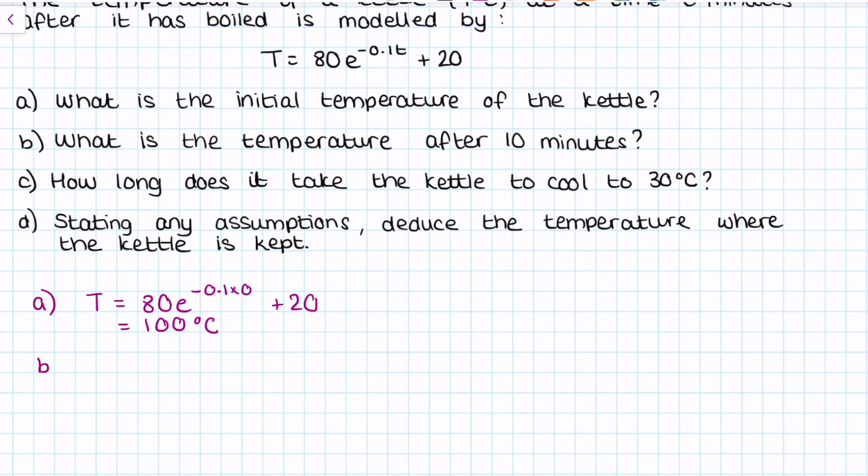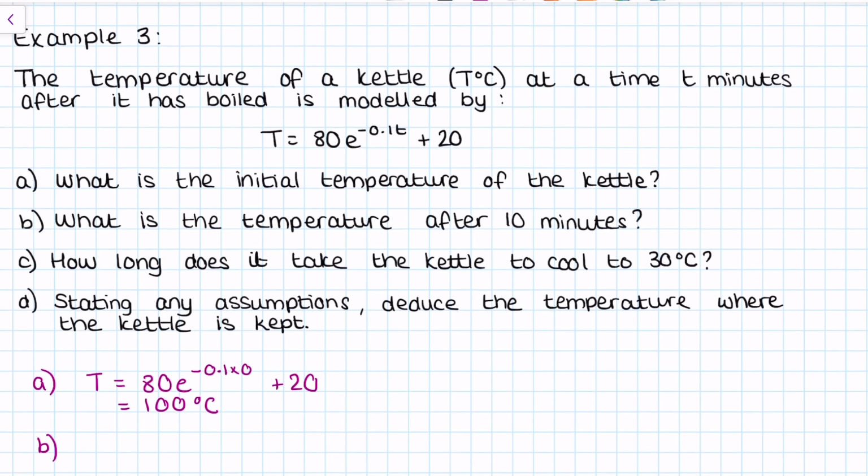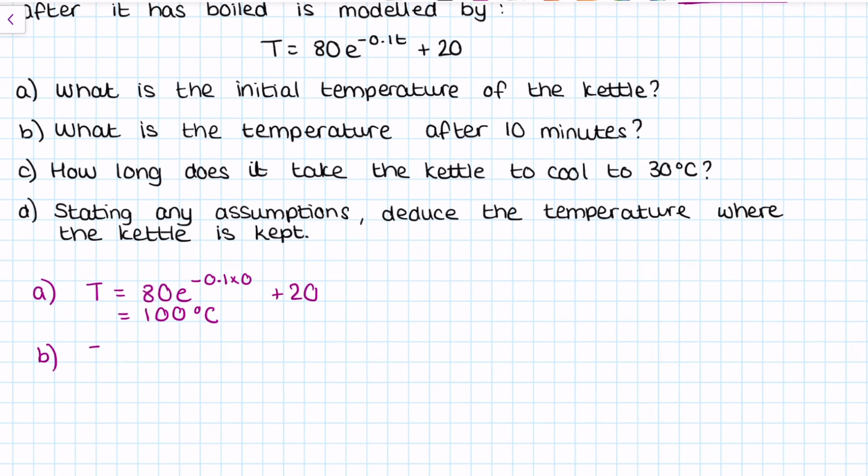Part B, what is the temperature after 10 minutes? We now just need to sub in 10. With a question like this, just check what the time units are. In this, t is in minutes, which means we don't need to convert that 10 to anything, which means we'll have T equals 80 e to the power of negative 0.1 times 10 plus 20. Put that into your calculator and you will get that T equals 49.4 degrees Celsius to 3 significant figures.